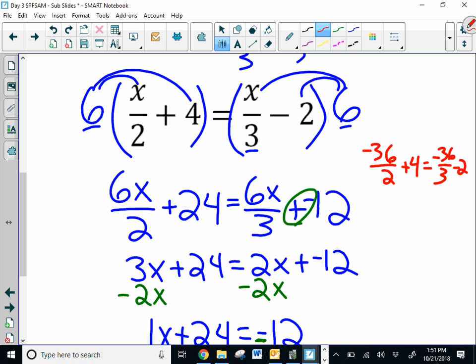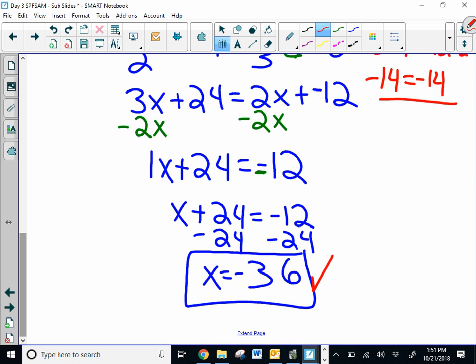Negative 36 divided by 2, well, that's going to give us what? Negative 18 plus 4 equals negative 36 divided by 3. That'd be negative 12 minus 2. Negative 18 plus 4 is negative 14. Negative 12 minus 2 is also negative 14. Oh, negative 14 does equal negative 14, so we know this answer was correct.